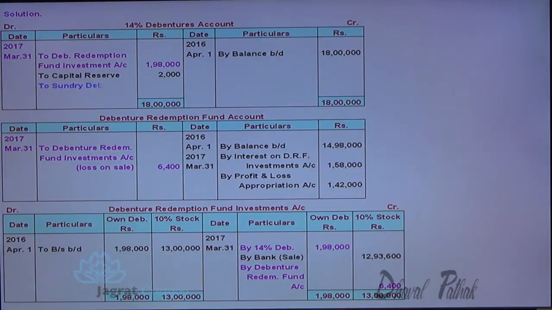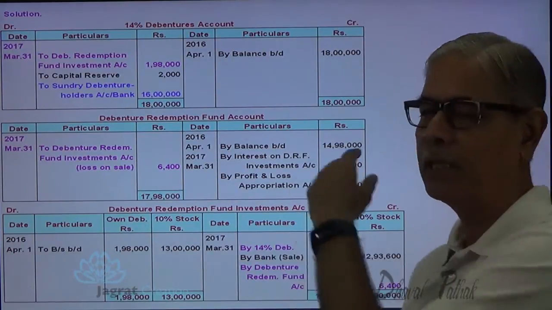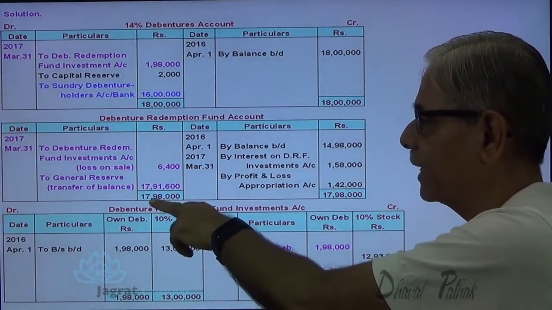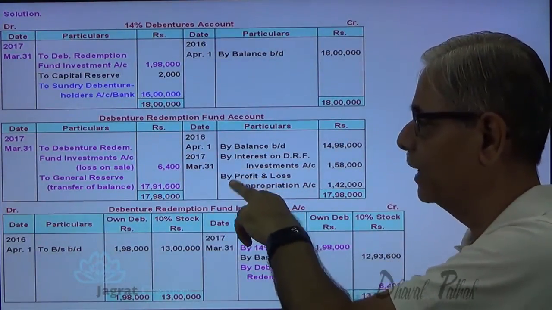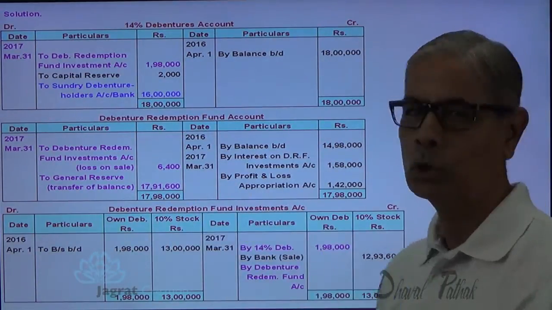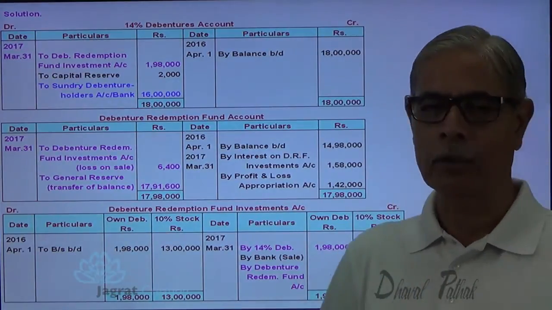So, debenture account debit to debenture holders account credit, debenture holders account debit to bank account, and the balance of this debenture redemption fund account will be transferred to general reserve. So, this is how 17,98,000 minus 6,400, so 17,91,600 is transferred to general reserve. This is how all these accounts are prepared and closed.